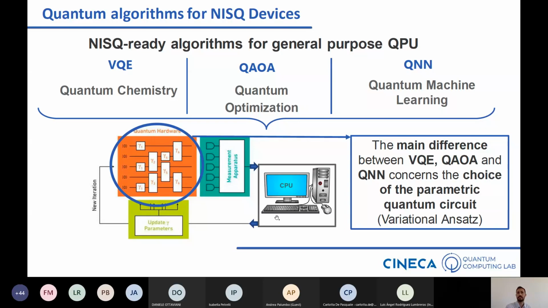Then the rest is more or less the same, because you have classical optimization. So the main difference is in the choice of the gates that constitute your parametric circuit.